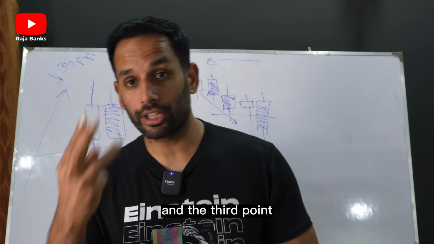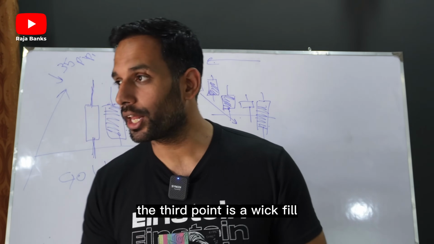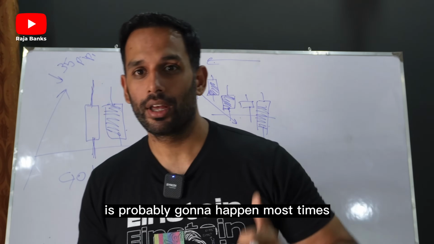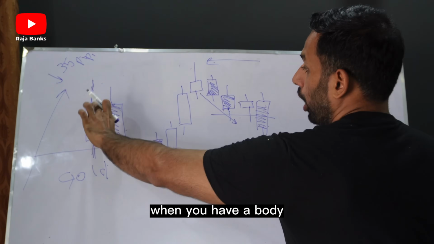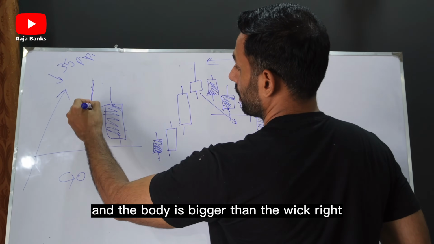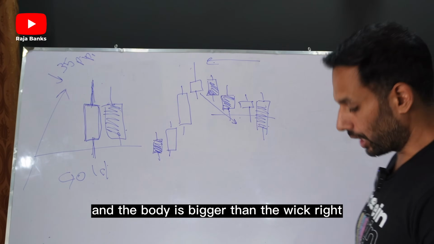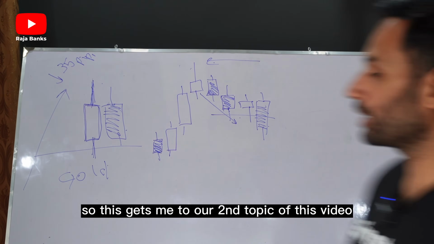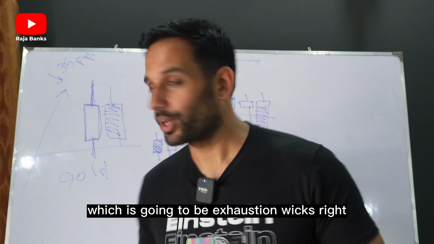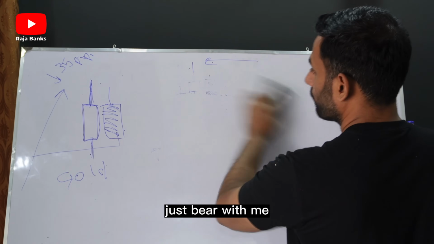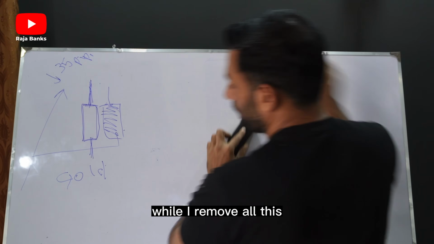And the third point is a wick fill is probably going to happen most times when you have a body and the body is bigger than the wick. So this gets me to the second topic of this video, which is exhaustion wicks. Let's take a look at that right here. Just bear with me while I remove all this.